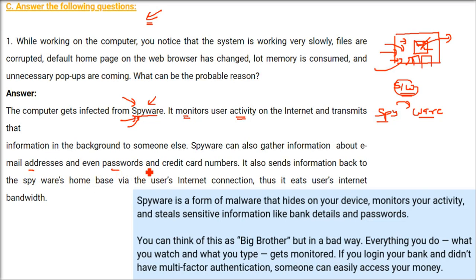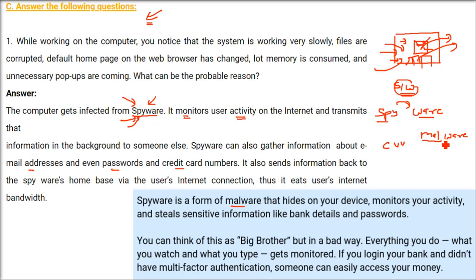So it may take your email addresses, passwords and credit card numbers. That means all the banking and money related information, the CVV of the card. So the software is transmitting this information. It first spies on you and then sends the information to those malicious people who made this spyware.